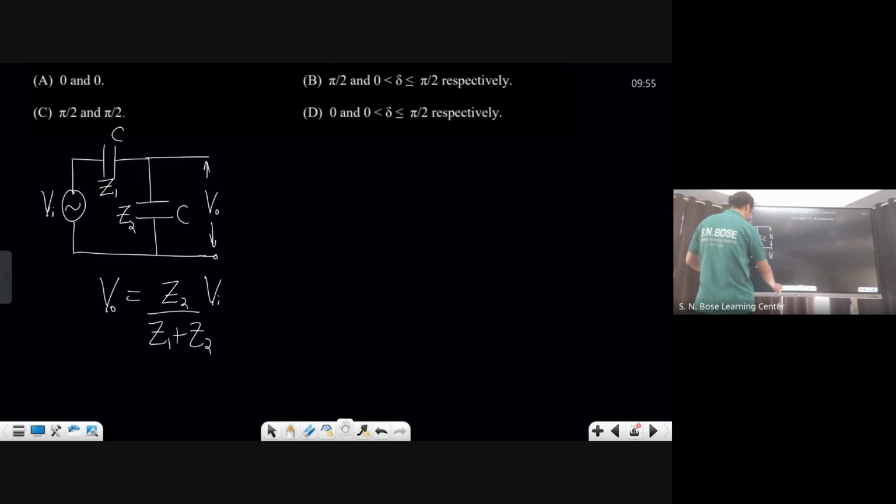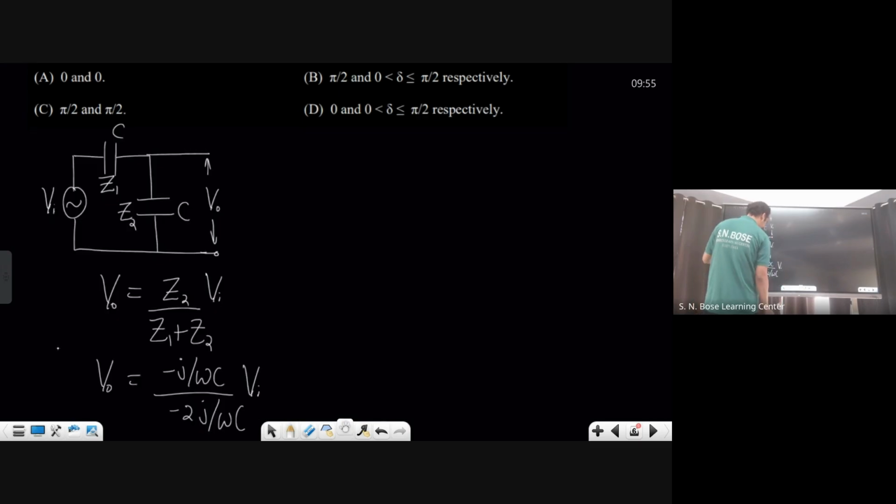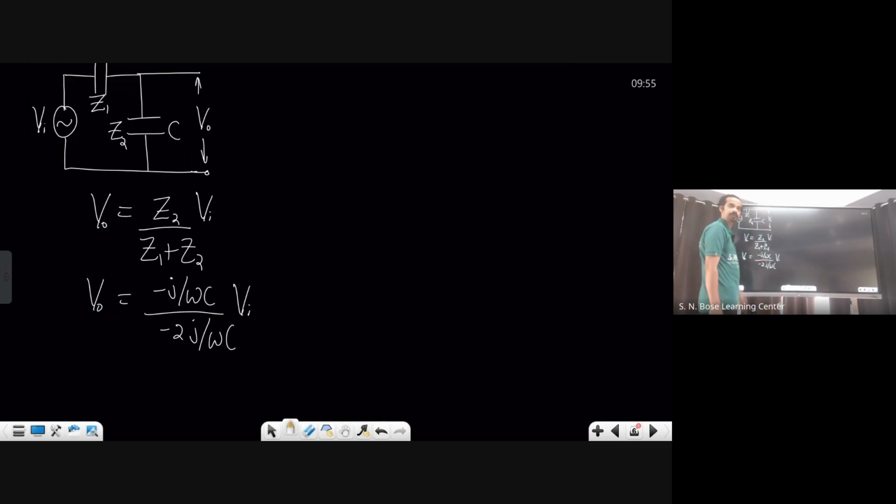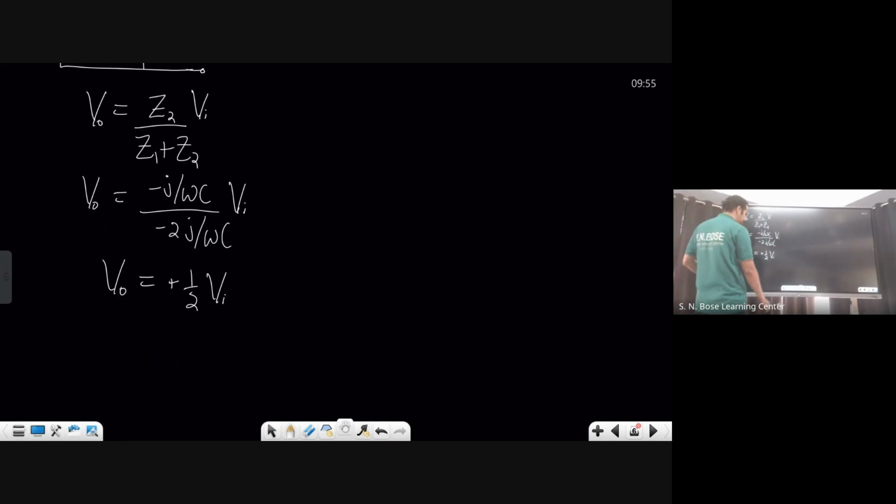Then you just check this one. V naught, both are capacitors of the same capacitance: minus j by omega C divided by minus j by omega C minus j by omega C, that is minus 2j by omega C, into Vi. What is this? This is real and positive. A negative value would have a 180-degree phase shift. This is real and positive. V naught is equal to plus 1 by 2 into Vi. They are in phase with each other.